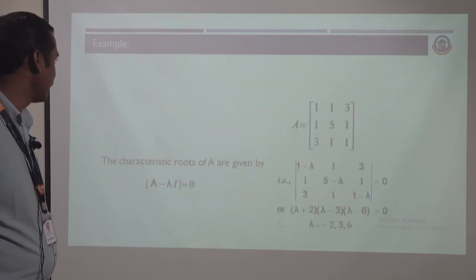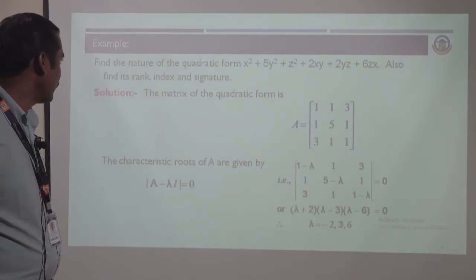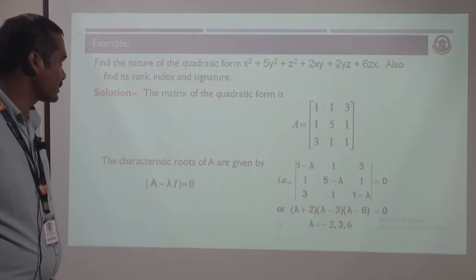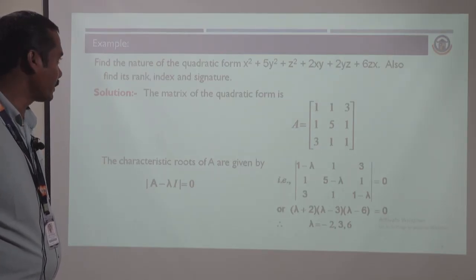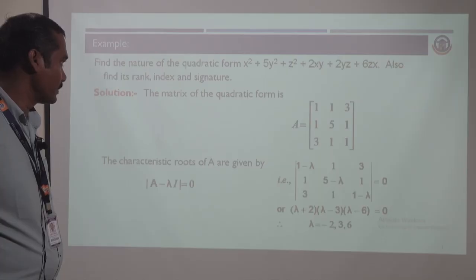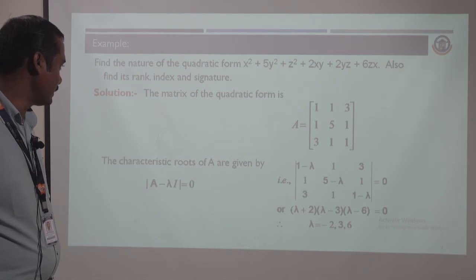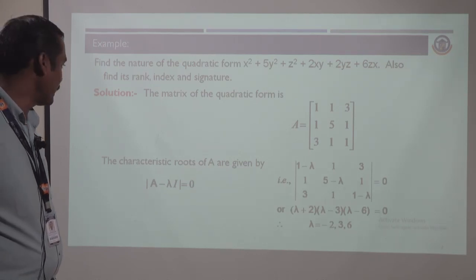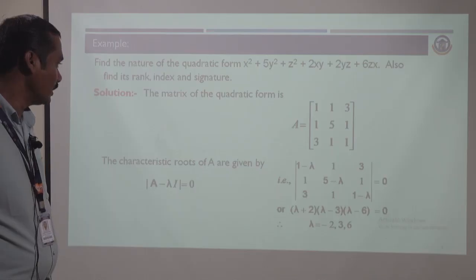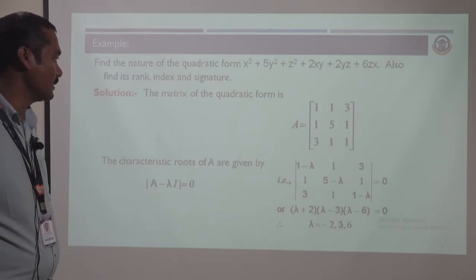Then come to the second example. Here also we have to find the nature, index, rank and signature of the quadratic form. As discussed in the previous example, we have to formulate the matrix A. Take the diagonal entries as the square entries, then the remaining entries are the coefficients of the combined variables, divided by 2. So the matrix A is 1 1 3, 1 5 1, 3 1 1. Then find the eigenvalues using the formula determinant of A minus lambda I equal to 0. After taking the determinant, the eigenvalues are minus 2, 3, 6.